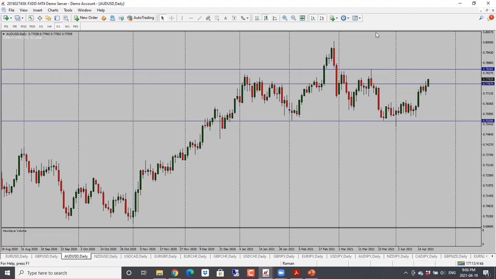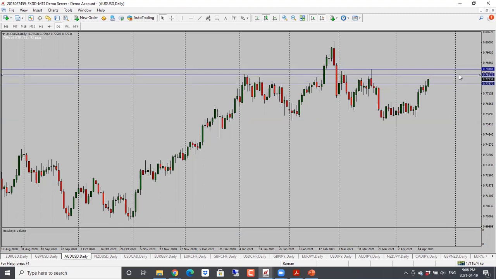Aussie dollar, this one as well looking bullish. As we can see, price did break out of the range, and now we're looking for that follow through move to the upside. Next target here is 0.7820 and then 0.7850 back into that support resistance level. So bullish bias here, looking for a continuation.